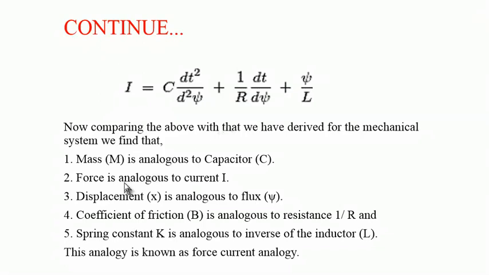B is replaced with the inverse of R, that is 1 by R, and K is analogous to the inverse of L. So this analogy is known as the force current analogy. In the modeling of electrical systems, there are two types of analogies: one is the force voltage analogy, and the other is the force current analogy.